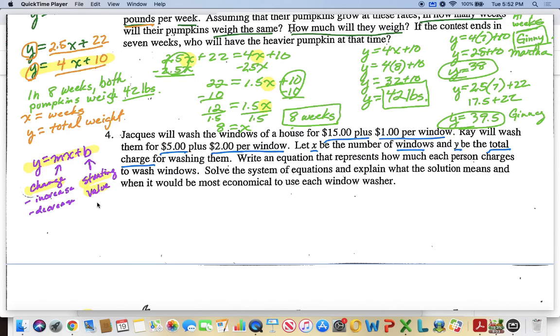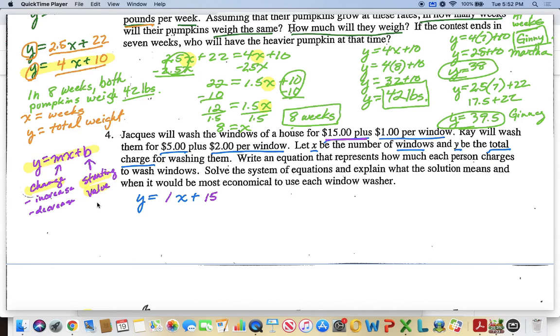Okay, so let's first start out with writing an equation. That will be y equals mx, I'll leave a blank for the m, plus b. Now let's figure out what the m and the b are for Jacques. He starts out by charging a flat fee, or a starting fee, of $15. So that's going to be our starting value. And then he charges $1 per window after that. So that will be 1 times x, as x represents the number of windows.